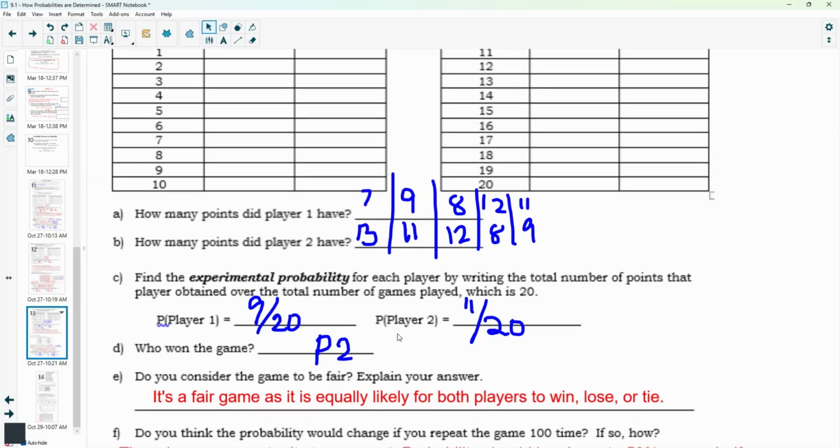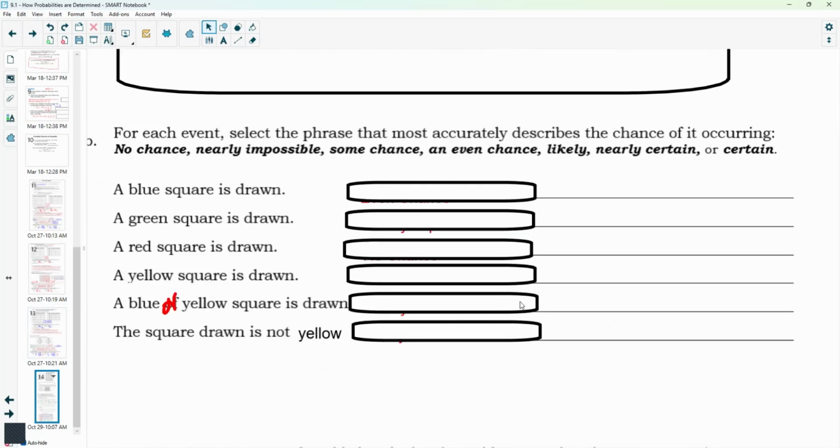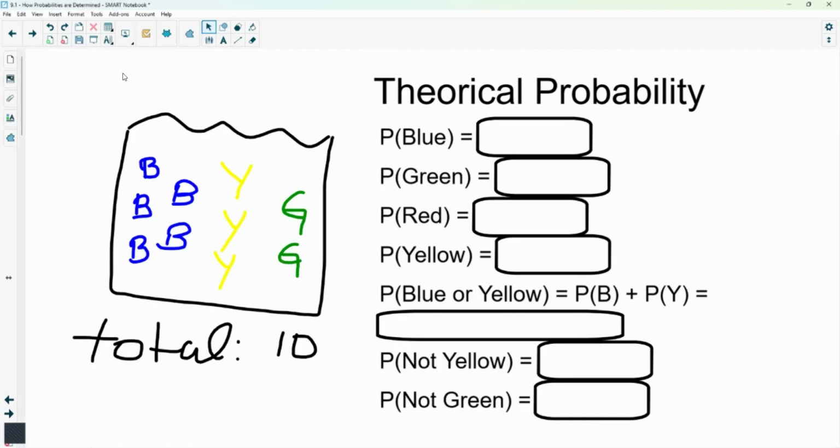And then the other one is on page 8 in your workbook, right? It says you have a bag, and in that bag you have 5 blues, 3 yellows, and 2 greens, right?